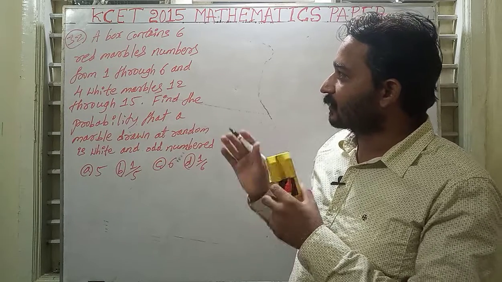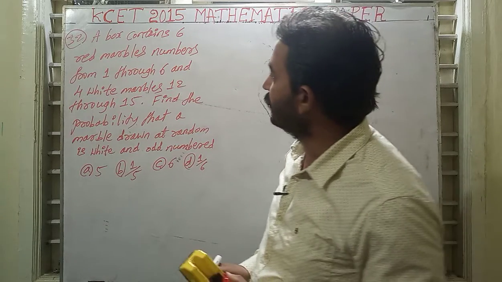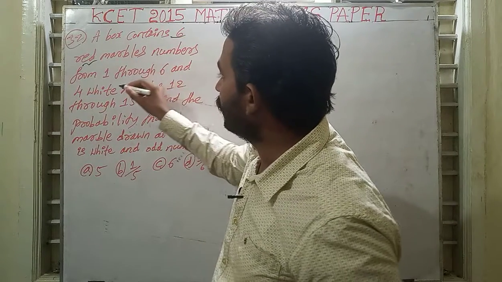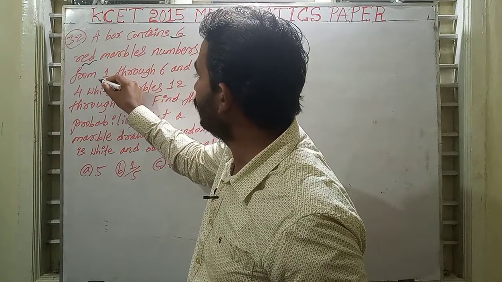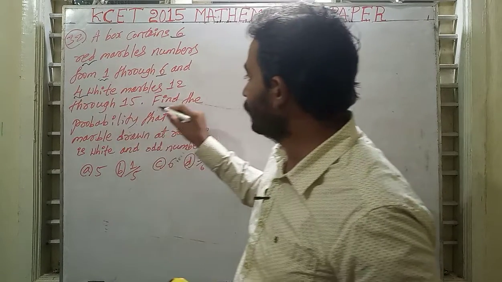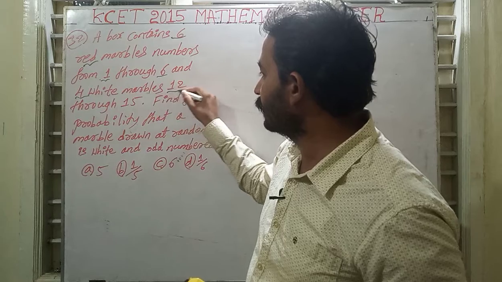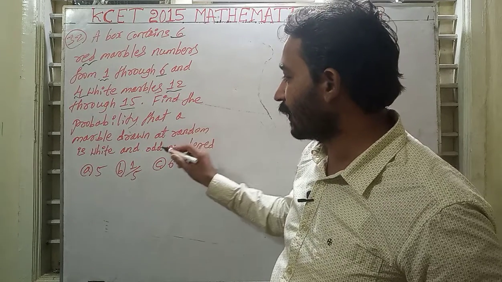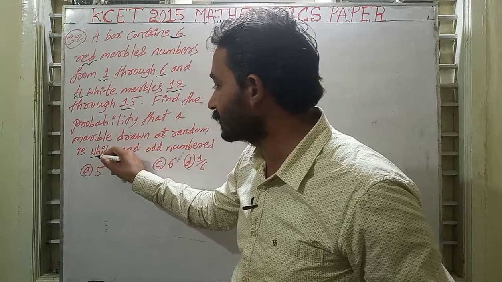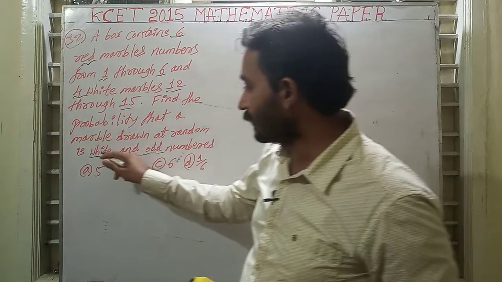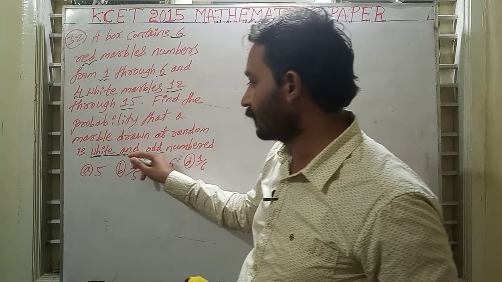So now let us see the question. A box contains 6 red marbles numbered from 1 through 6, and 4 white marbles numbered from 12 to 15. Find the probability that a marble drawn at random is white and odd. This is a very important concept in this problem: white and odd. We have to find the probability of white and odd.